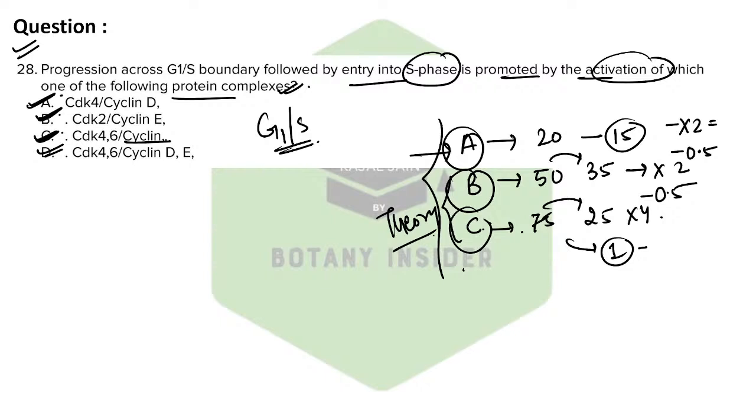Everyone mark the answer for the question. G1 to S boundary followed by the entry into the S phase. It is asking us about the activation of which of the following protein complexes. Very good, Selva. Others also mark the answer quickly. CDK4 cyclin D, then CDK2 cyclin E, CDK4 6 and cyclin, and then CDK4 6 cyclin D and E both. Mark the answer.